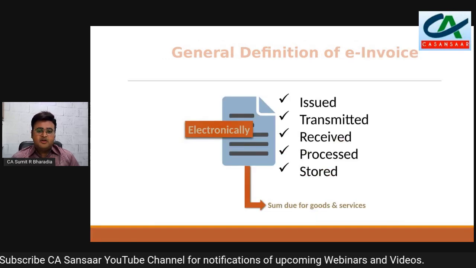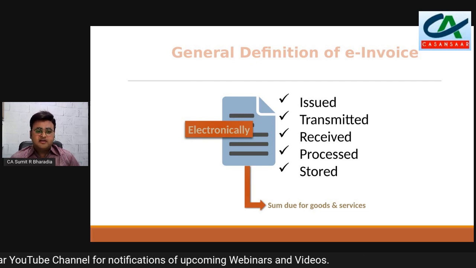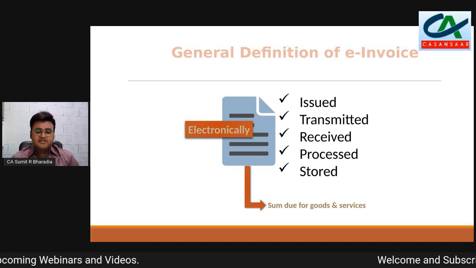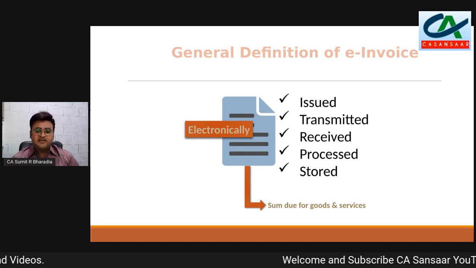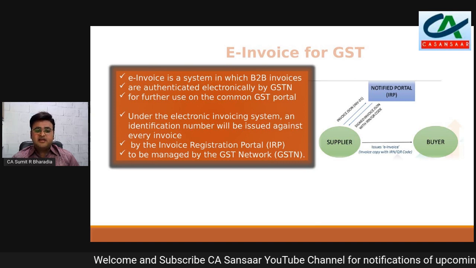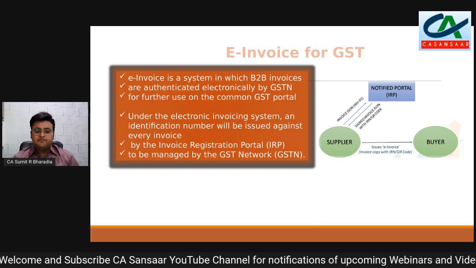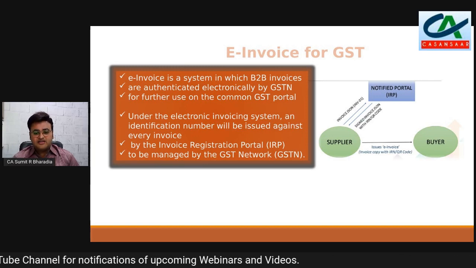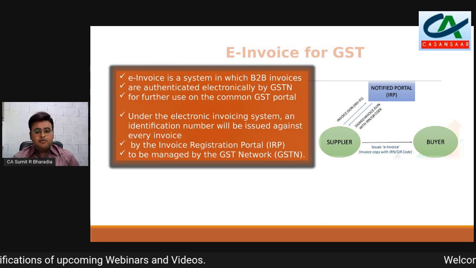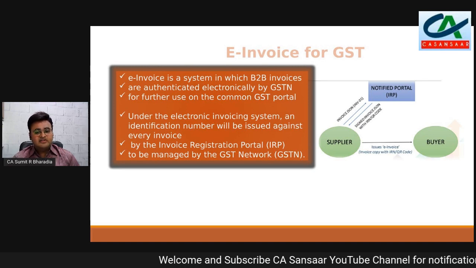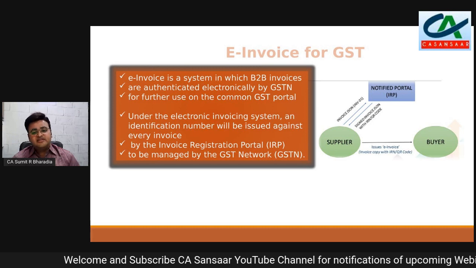Let's start. Basically, e-invoicing in layman language is any document generated via computer. This is the layman language definition of e-invoicing. But for GST, e-invoicing is nothing but a B2B invoicing system which is authenticated by the GSTN via a common GSTN portal. As you can see in the PPT, the supplier uploads the invoice on the notified portal, which is the IRP, Invoice Registration Portal. In return, it sends the signed invoice along with IRN and QR code, and the same is issued to the buyer.